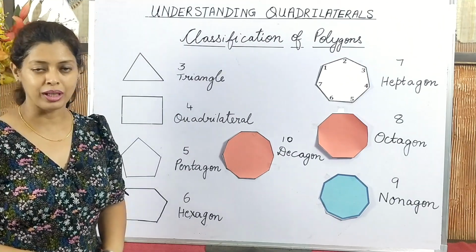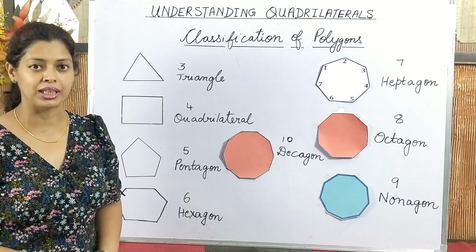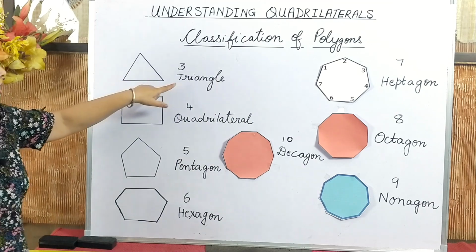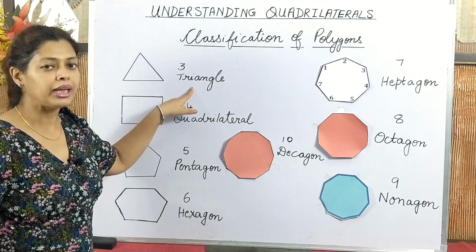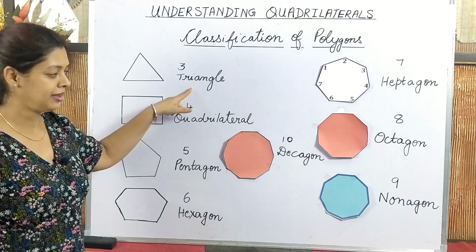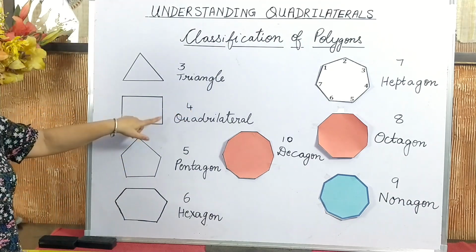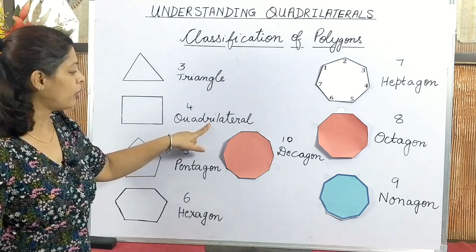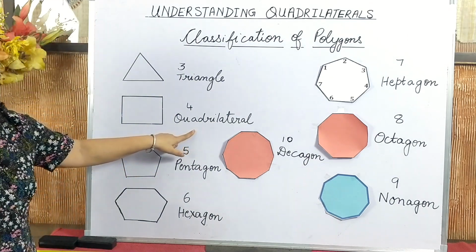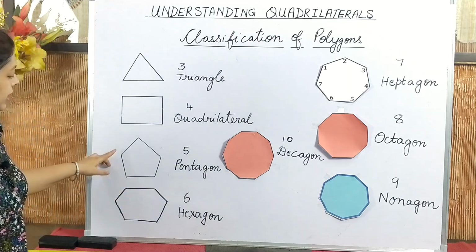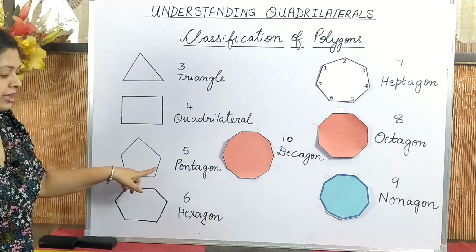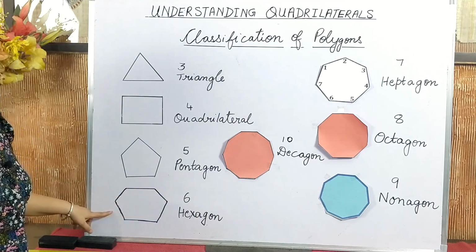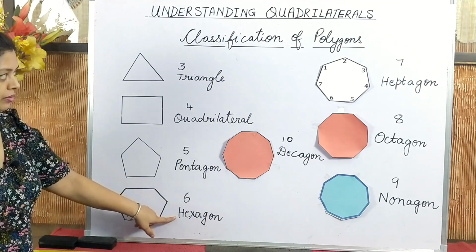We can classify polygons based on the number of sides or vertices they have. If a polygon has 3 sides and 3 vertices, it is called a triangle. A polygon cannot have less than 3 sides. If a polygon has 4 sides and 4 vertices, it is called a quadrilateral. We will be studying different types of quadrilaterals in this chapter in detail. If a polygon has 5 sides and 5 vertices, it is called a pentagon. Similarly, if it has 6 sides and 6 vertices, it is called a hexagon.